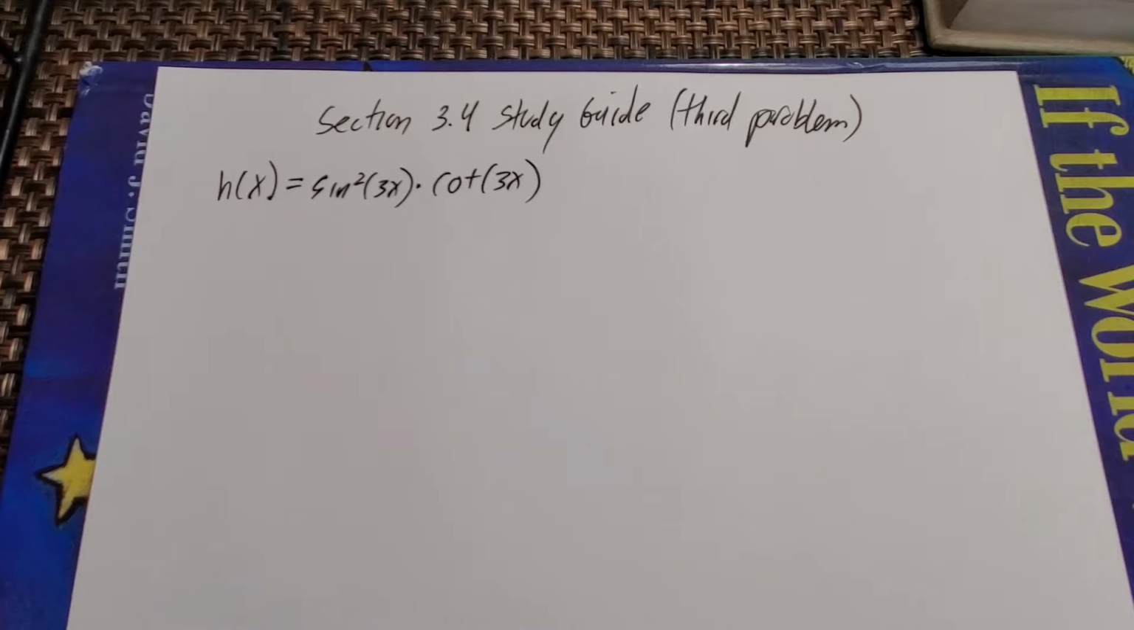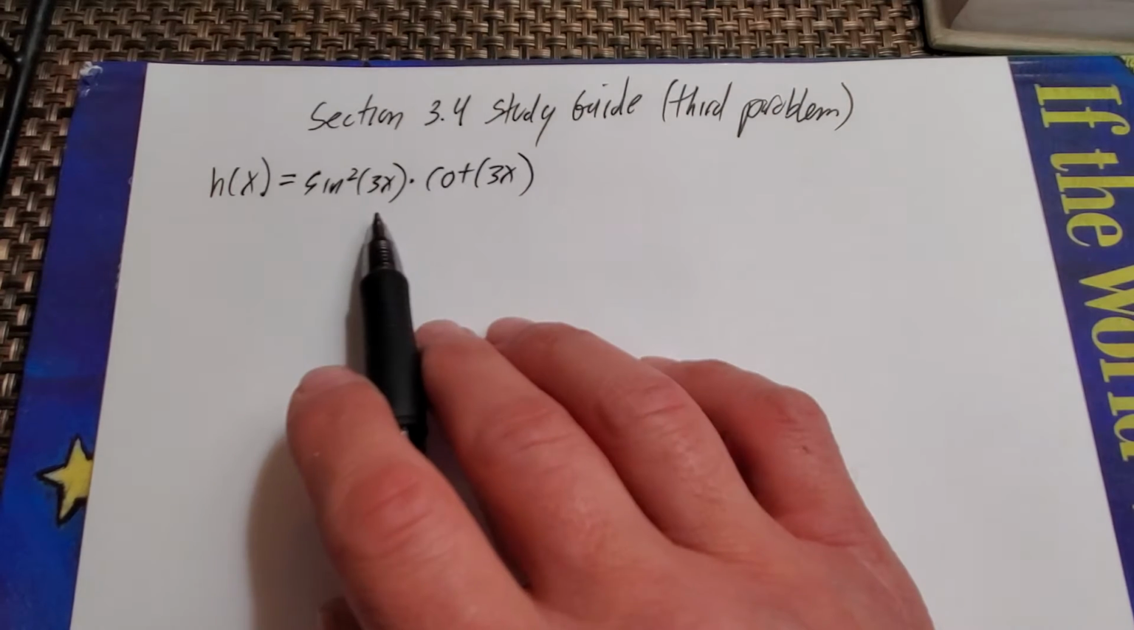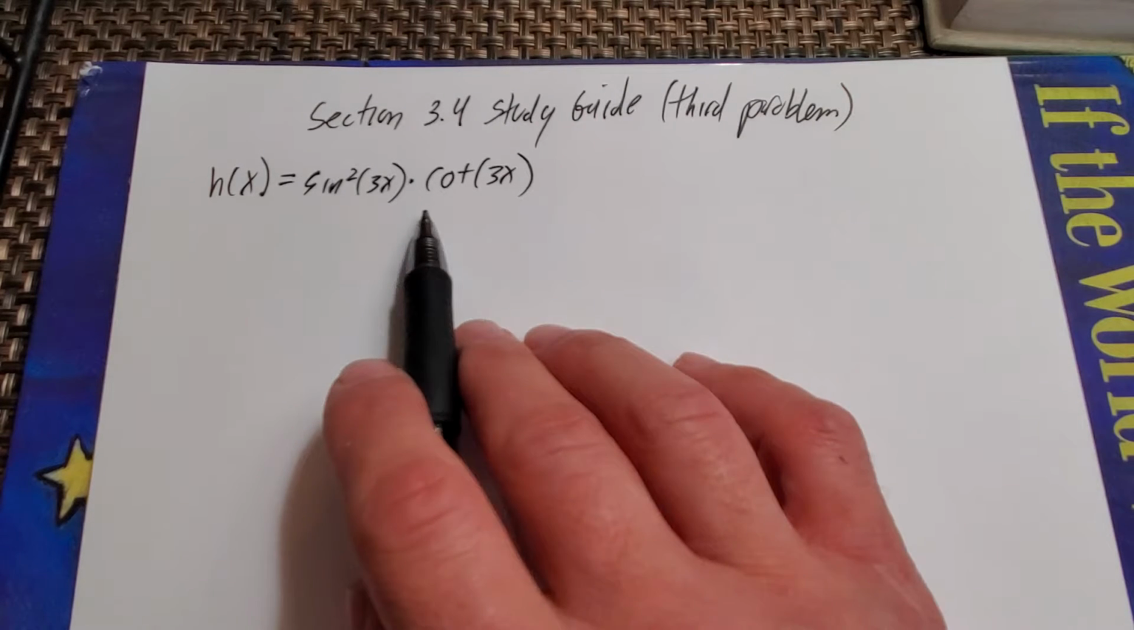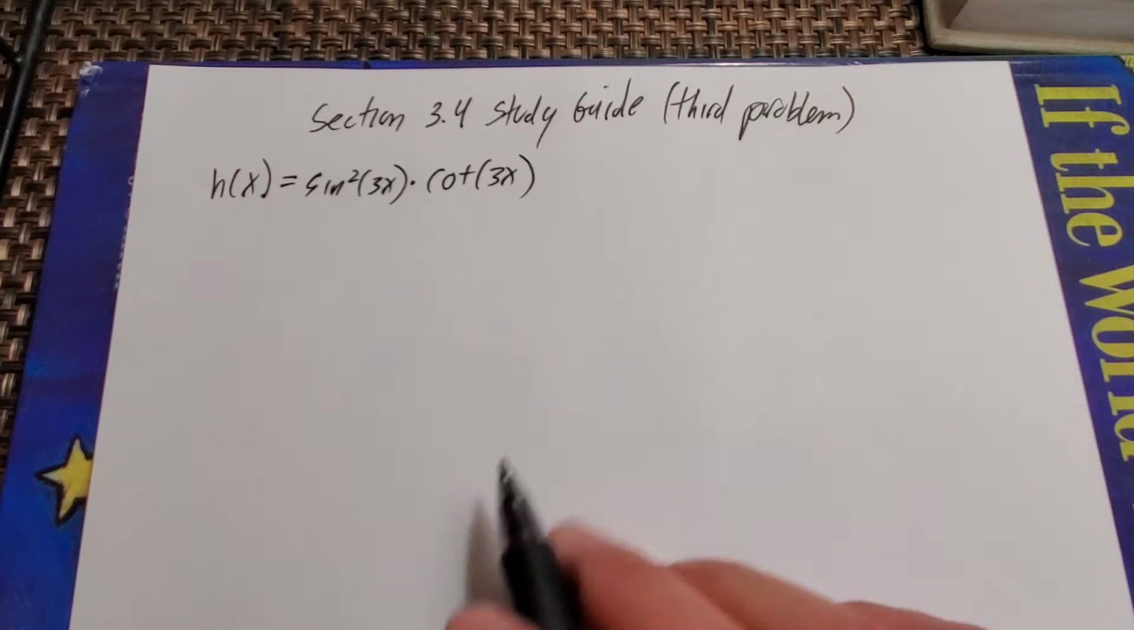Okay, here we go. Section 3.4 study guide, third problem. Take 4. Here we have a product of two trig functions, sine squared 3x times cotangent 3x. So we know we're going to have to use the product rule, but not so fast.